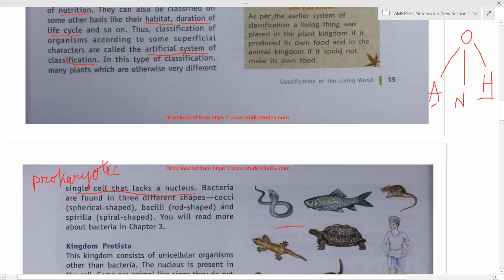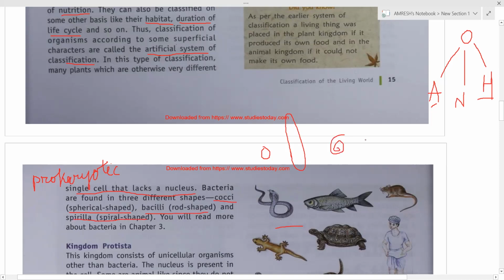Bacteria are found in three different shapes. Actually, there are four different shapes, but here there are three. Bacteria are found in three different shapes, that is cocci, bacilli, and spirilla. Cocci means spherical shape. These are the biological terms you have to remember. Bacilli is rod shaped. Normally, you will see bacteria in bacillus shape, that is rod shape. And spirilla is spiral shaped.